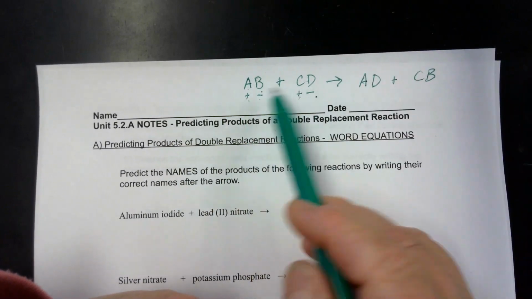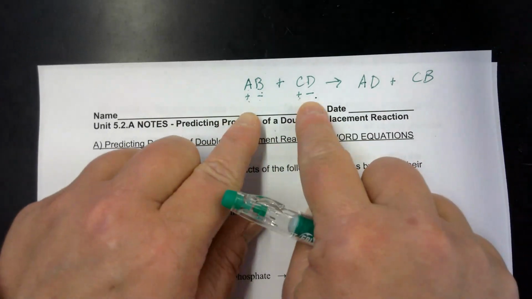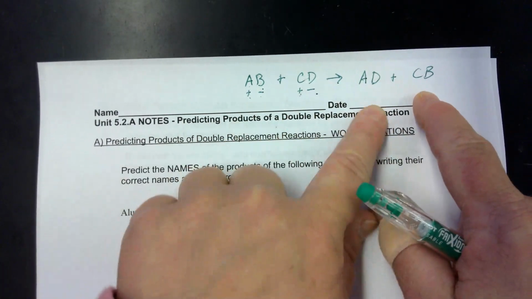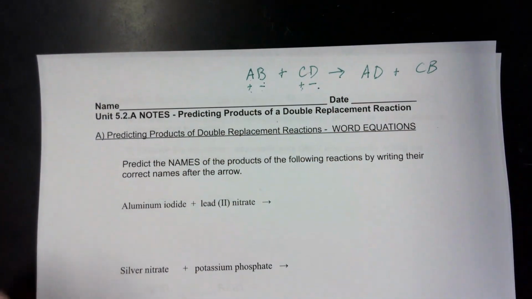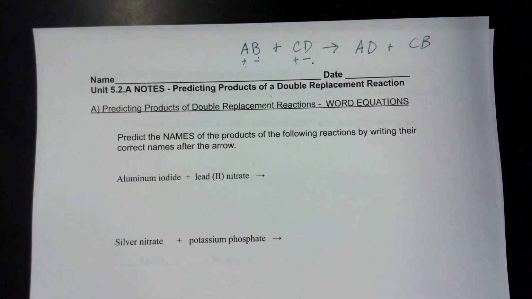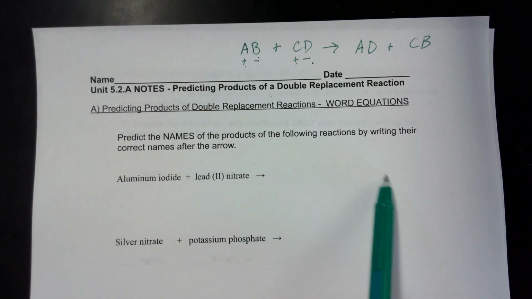So you can recognize a double replacement reaction when you have two ionic compounds where the cations and the anions switch places and you end up with two different compounds. So we're going to start this by predicting products from the names of the two reactants. So we have names of the reactants. We are going to predict the names of the products.